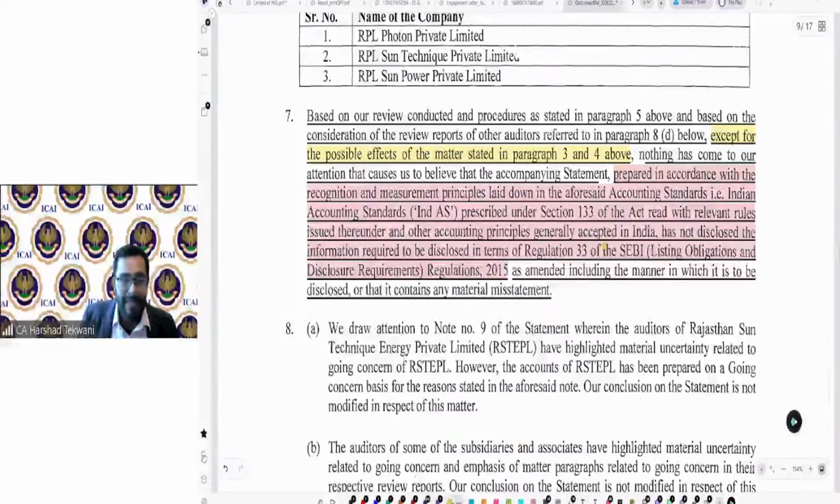Okay, so what they are saying is, except for the matters stated in paragraph 3 and 4, nothing has come to our attention. This is a very important point. Except for that, nothing has come to our attention that can lead us to believe that the accompanying statement, prepared in accordance with this as amended, including the manner in which it is to be disclosed, contains any material misstatement. Okay, so kind of a modified or qualified opinion. Kind of a qualified opinion that has been issued over here.